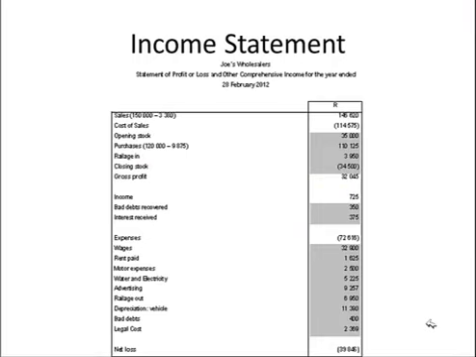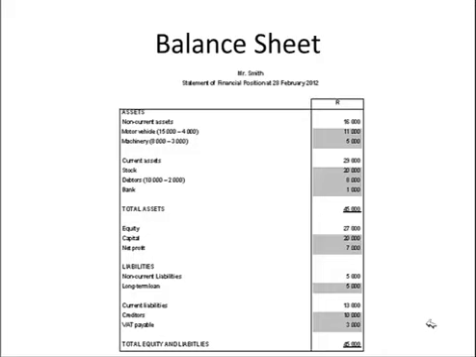This is an example of an income statement, and here we have a balance sheet showing the financial position of the business. The accounting cycle thus includes the bookkeeping cycle, but ends with the annual financial statements. That is the end of lesson 2.